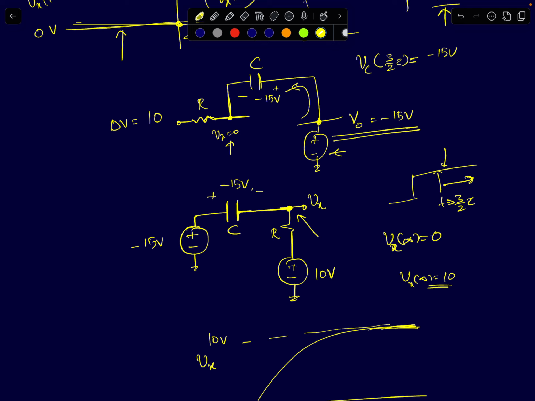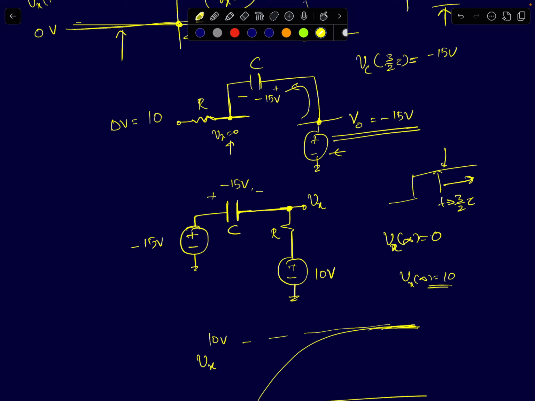I need to find what the node voltage of Vx here is. So I'll start. Initially Vx was 0 volts, right? Vx at 3/2 time constants was at 0 volts. Now, because of this RC charging, it can either increase or decrease, and by inspection we can quickly see. You can either apply the principle of superposition and find out what Vx will be, or you can see that in any RC circuit with some DC inputs, the steady state is achieved when the current in the circuit goes to 0.